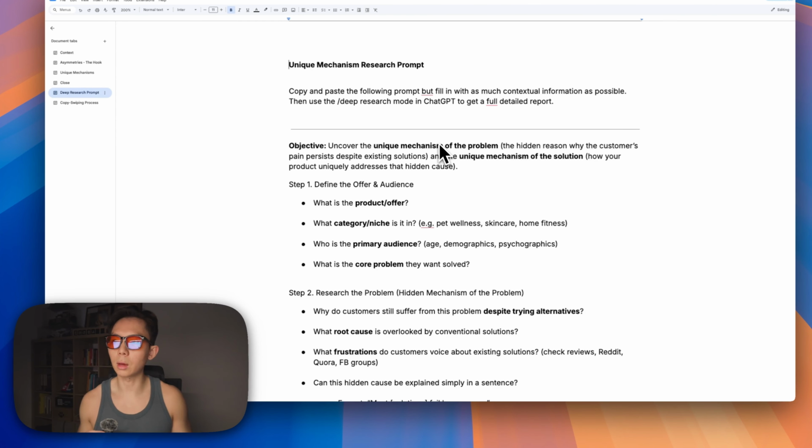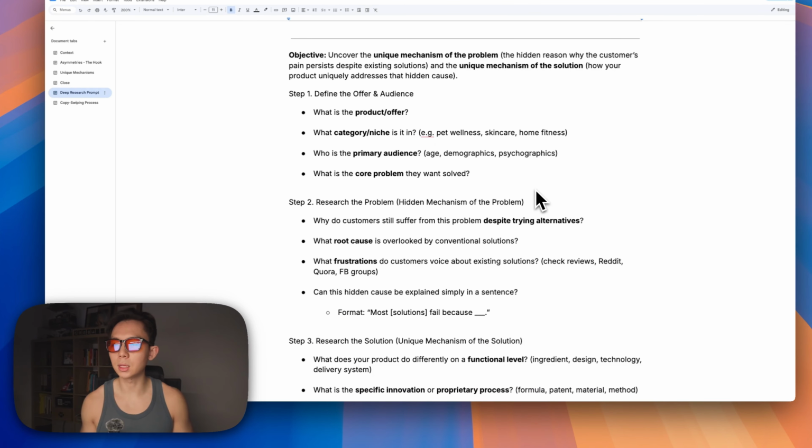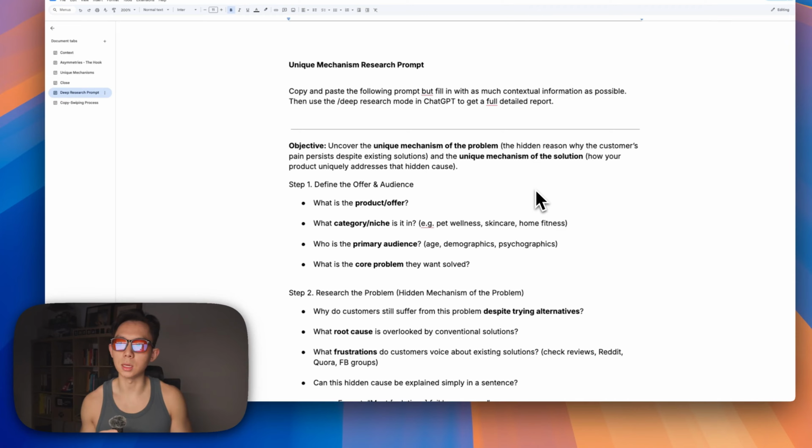Now that we're done talking about the anatomy of a successful VSL, I'll be attaching this document in the description below. This is how you can use AI to come up with a deep research and a detailed report around your unique mechanisms of your product. So you want to answer some of these questions to the best of your ability and then copy and paste it into ChatGPT. I would recommend that you use the deep research prompt because you'll get a much more detailed report and understanding around your consumers' problems and then how you can position your unique mechanisms.